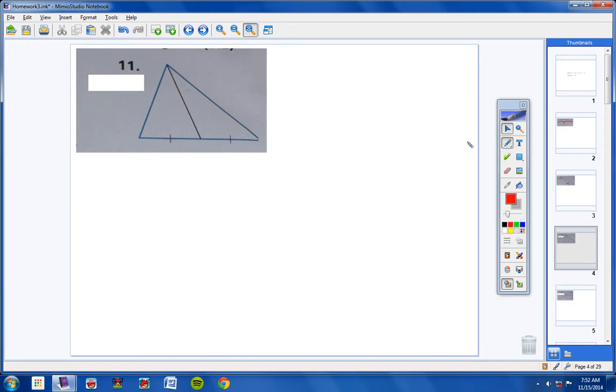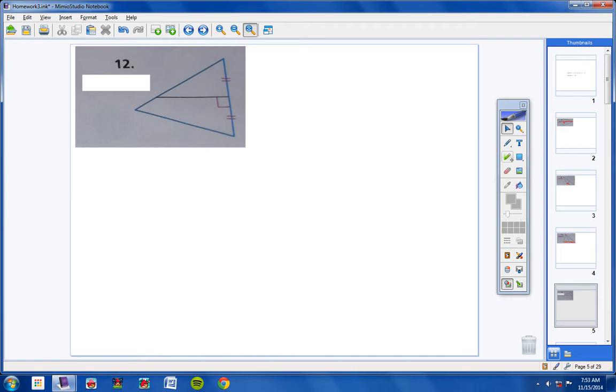The only thing we know here is that the segment comes from a vertex. It's this point right here, so that this side here is congruent to this side here. Notice we have a mark here and a mark here. So we call that a median. And then lastly, number 12.